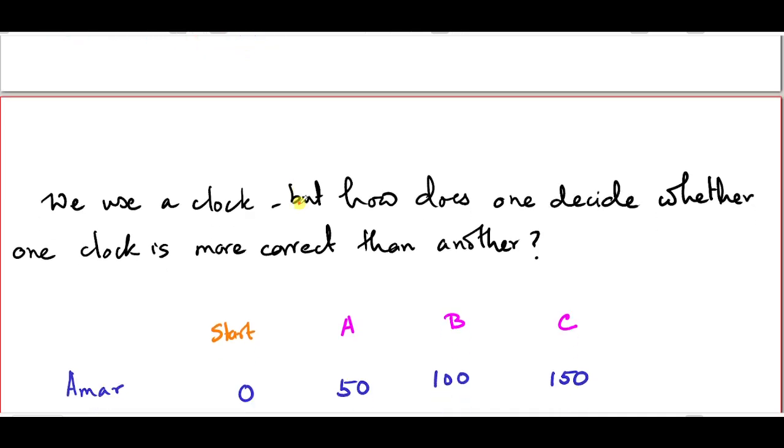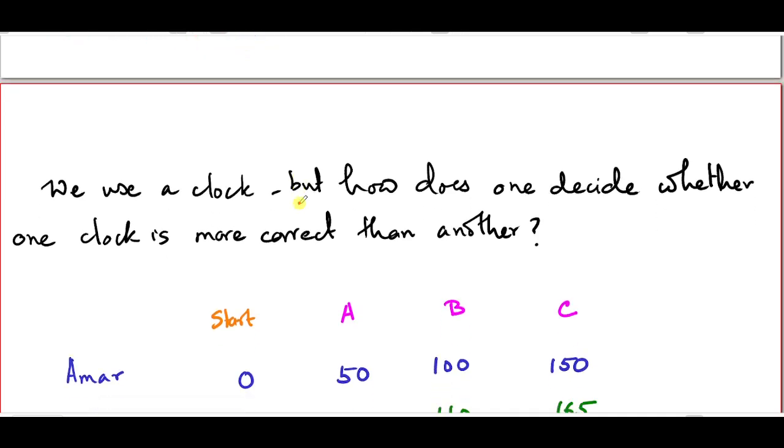And our first friend, called Amar, sees that these events occur at time 0 according to his clock, then time 50, let's say 50 seconds, then 100 seconds, then 150 seconds. So these are Amar's readings, or Amar's clock's readings, for times at which these events occur.